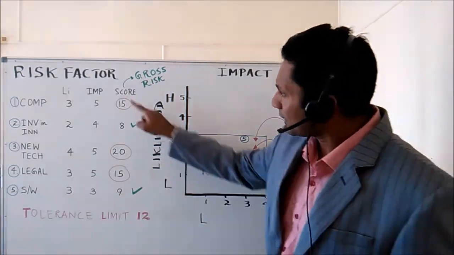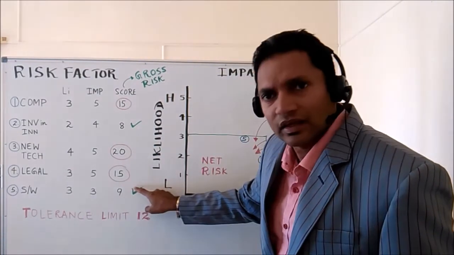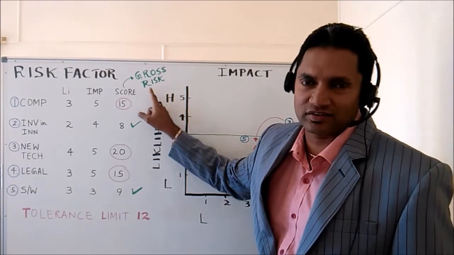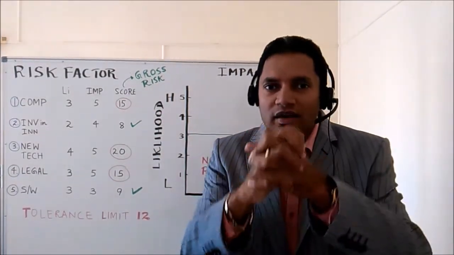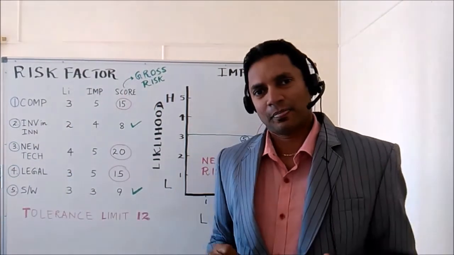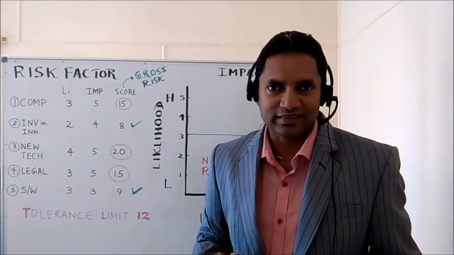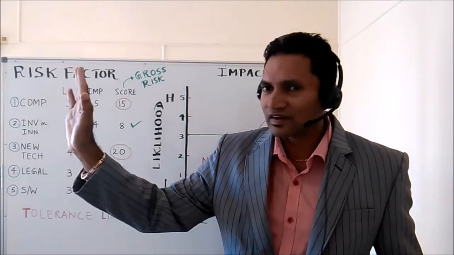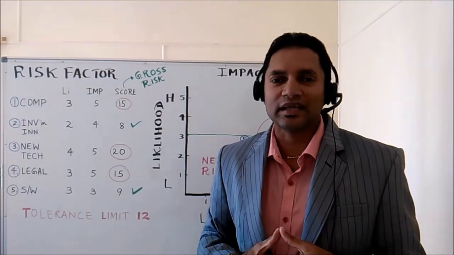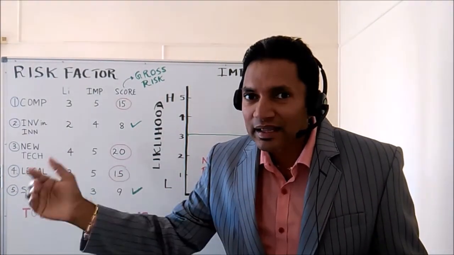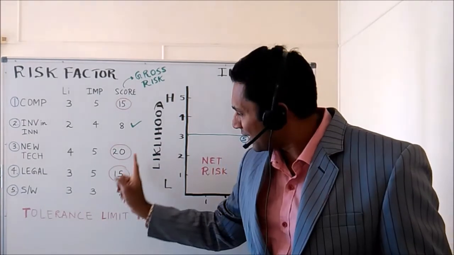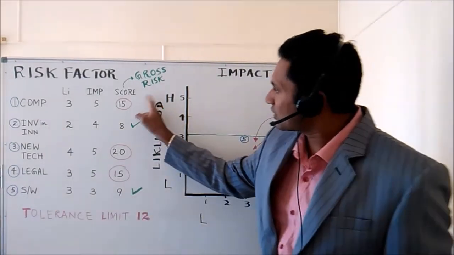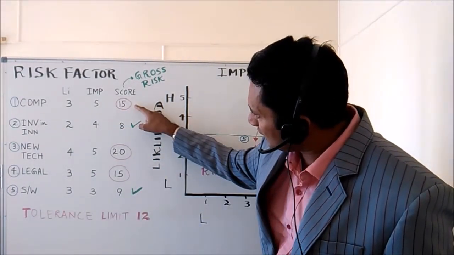Let's see. This score demonstrates a concept called gross risk. What do you mean by gross risk? Gross risk is the original form of risk. That means as it is, prior to taking any decision. That means the risk of the company prior to taking decisions. We call it unmanaged risk as well. Okay? Prior to decisions. So that is called gross risk. So gross risk here is the score 15 for competition.